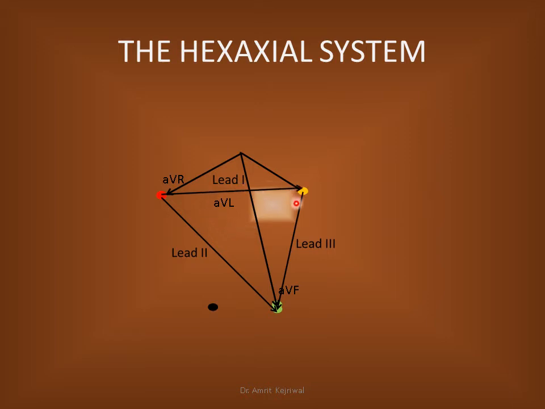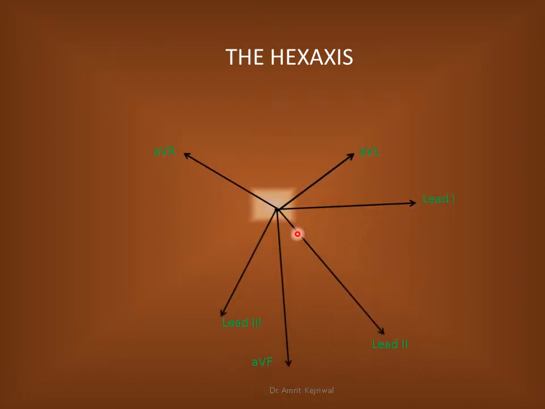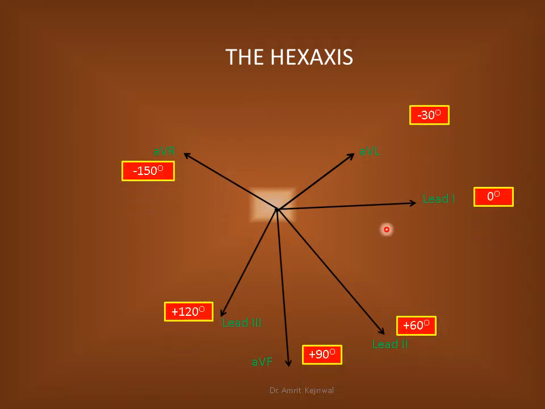Lead 1 like this, lead AVF almost vertically down, lead 3 coming over here, lead 2 coming here, and AVR. Now after rearranging the vectors, this will be lead 1, lead 2, lead AVF, lead 3, AVR, and AVL. So lead 1 is at 0 degrees, lead 2 is at plus 60 degrees, lead 3 is at plus 120 degrees. AVF is at plus 90 degrees, AVR is at minus 150 degrees, and AVL is minus 30 degrees.